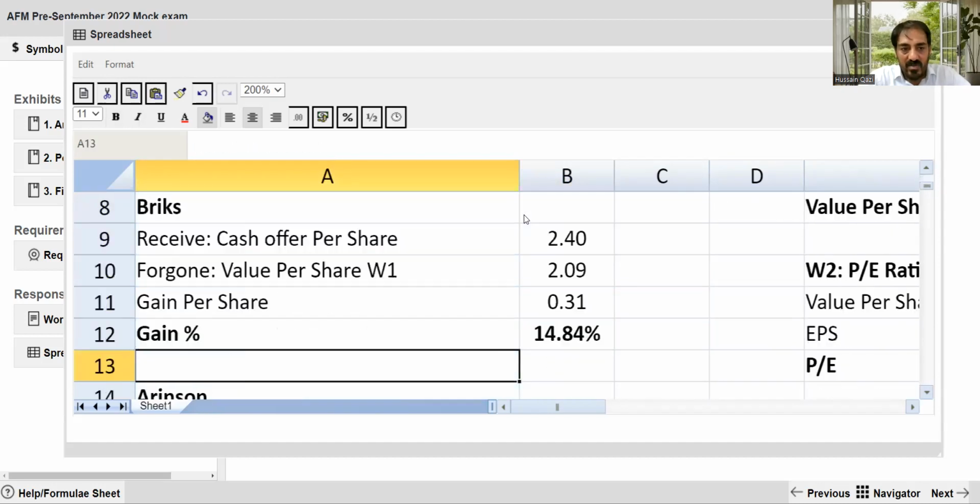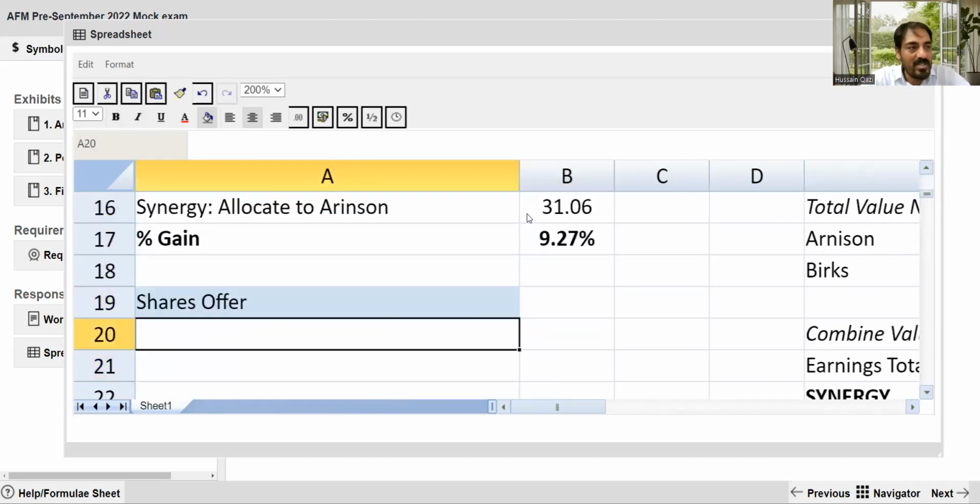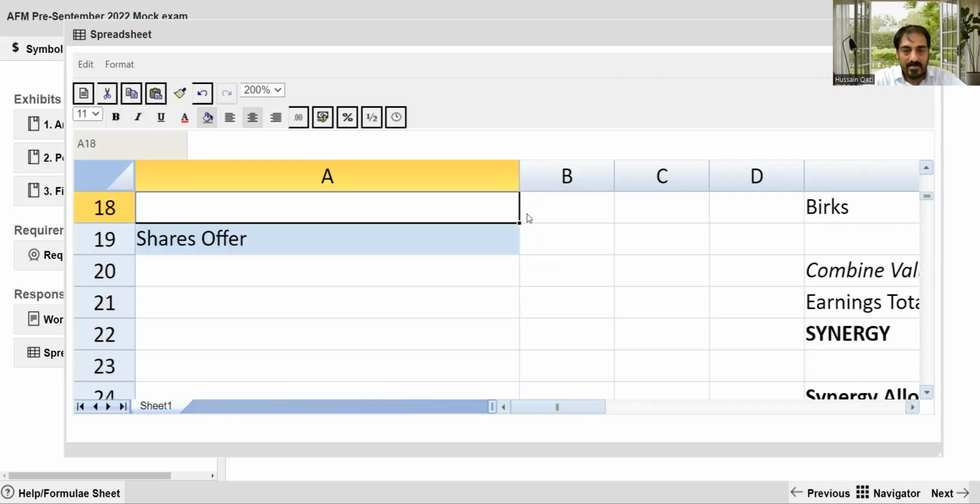What about the share offer? Now I'm going to attempt the share offer for you as well. What about the share offer?